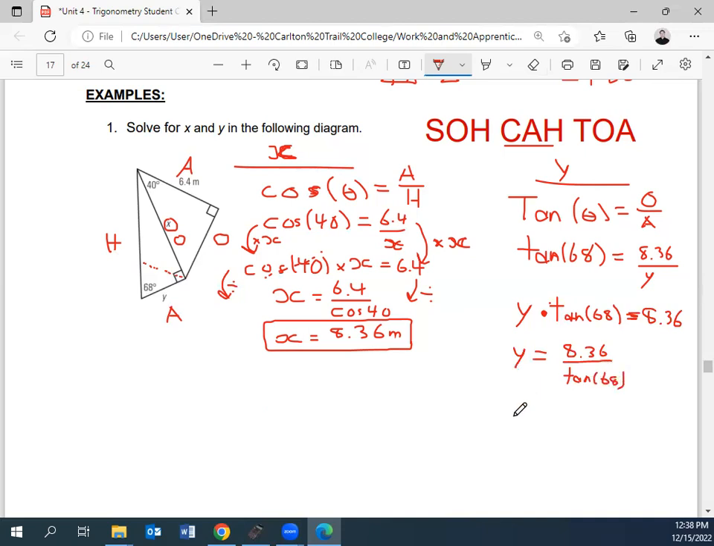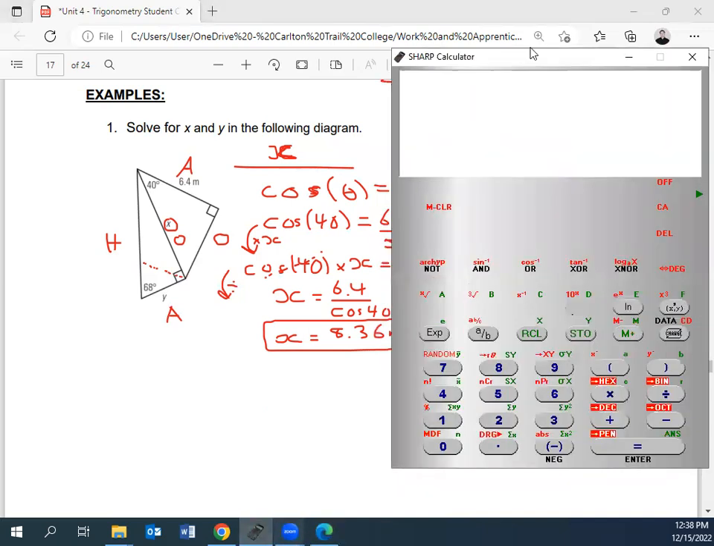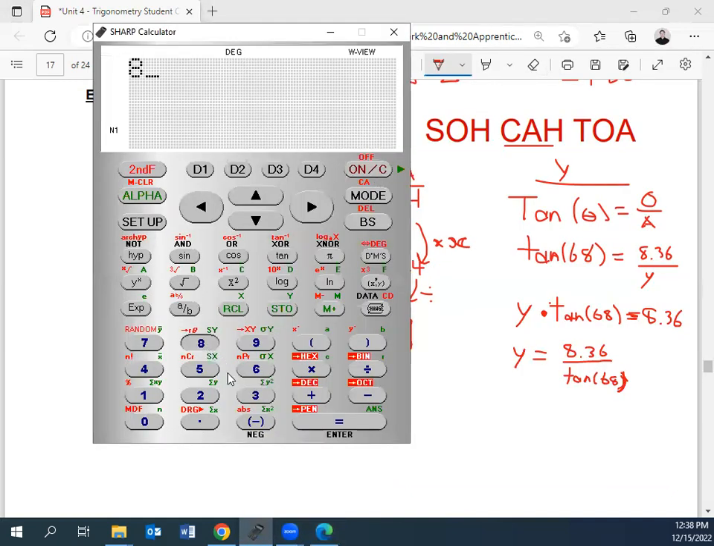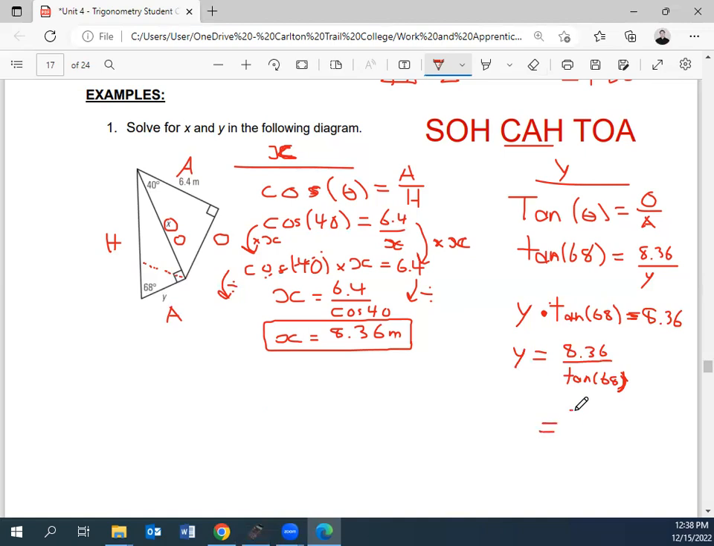You could use the calculator if you want, Kim. 8.36 divided by tangent of 68. And that's going to give me my answer here, which is 3.38. 3.38 meters. Not squared. And that's my y, right? This is technically what my y is. I'm going to box that. I've solved my question. I have my two answers.